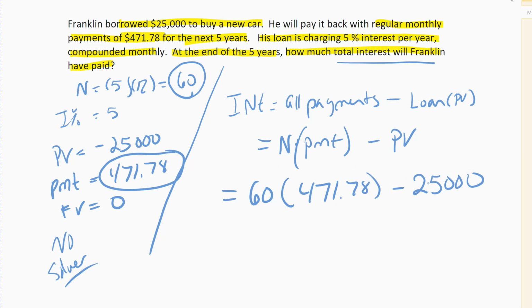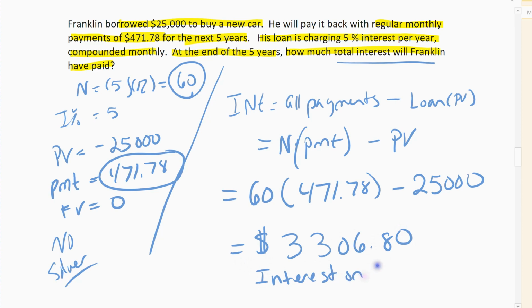And that's all this problem's asking you to do. It's just asking you to solely figure that out. So there's no formula that you have to plug in. There's nothing that you have to do in the calculator solver key. You just have to figure out this loan stuff, or how much he ended up paying extra on his loan. How much was the interest? So you multiply that out, find the difference, and it comes out to be $3,306.80 in interest on the loan.